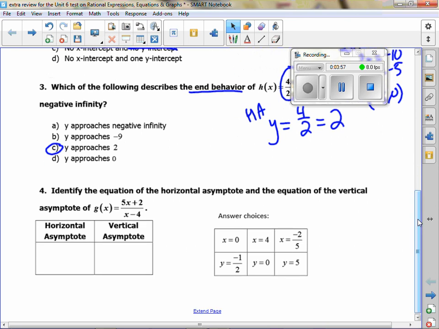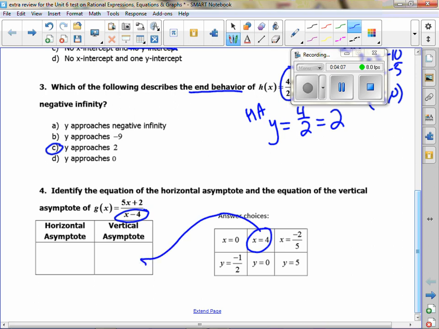All right, number 4, asking you about horizontal and vertical asymptotes. Looking here at the denominator, x can't be 4, so x equals 4 is my vertical asymptote. It's like an SOL practice where you slide that over. For the horizontal asymptote, I will look at the leading coefficients because I have x's that are the same. So 5/1, so y equals 5 is my horizontal asymptote.